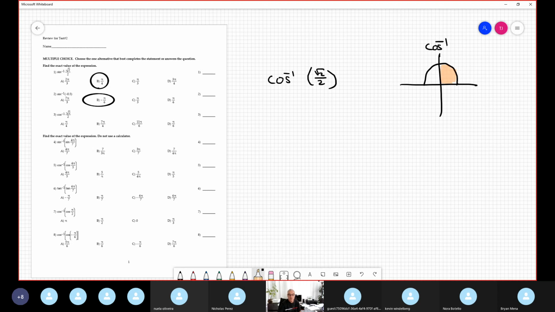When it's positive, it's in the first quadrant, always positive in the first quadrant. And when it's negative, it's in the second, not in the fourth quadrant. Okay, this is the agreement for the cosine inverse. I did not create that. It was created by a mathematician a lot of years ago. I only present to you this idea.